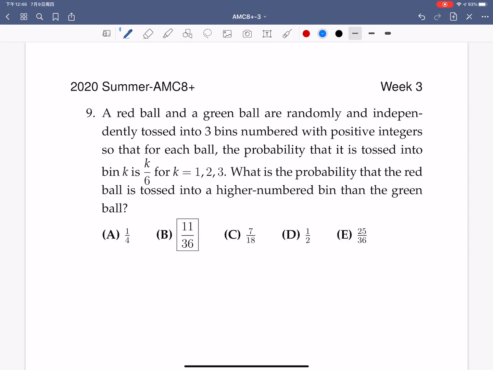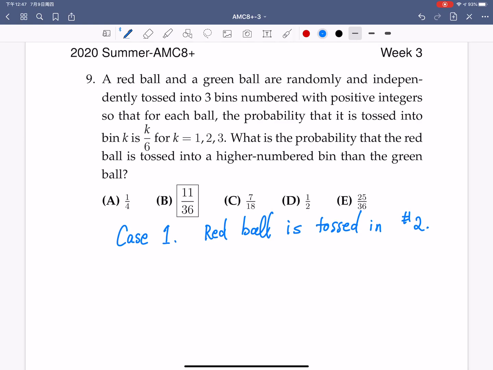Problem 9. We use the similar method as in problem 7. So what is the probability that the red ball is tossed into a higher number bin than the green ball? So there are two cases. Case 1, that the red ball is tossed in number 2 bin. So if the red ball is tossed in number 1 bin, it's impossible for the red ball to be tossed in higher number than the green one. It's impossible. If the red ball is tossed in number 2, that probability would be 2/6.